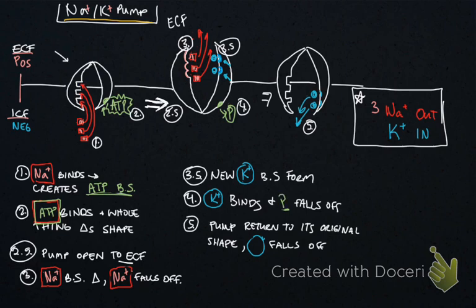A phosphate from our ATP falls off. And then our pump is going to return to its original conformation, like it looked before at the very beginning. And when it does this, our potassium binding sites change again and our potassiums fall off into the inside, into the intracellular fluid. So we add 2 positive potassiums in. And that is what makes the outside of the cell more positive than the inside.